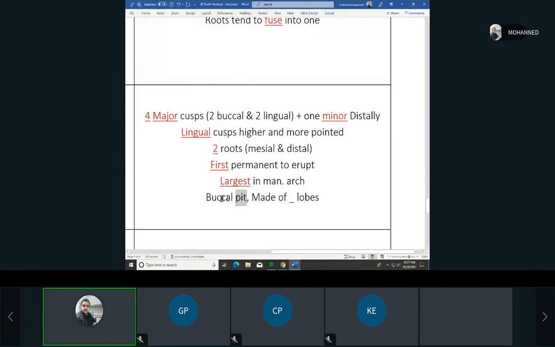It might have a buccal pit, and it's made of five lobes, right? Exactly, because we have five. So far, the ones that we know that are made from five lobes are the mandibular first molar, the maxillary first molar, and the mandibular second premolar, right? So three teeth that we can recognize that they come from five lobes, not four.